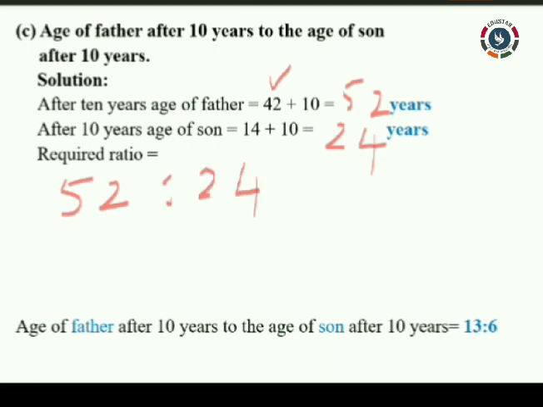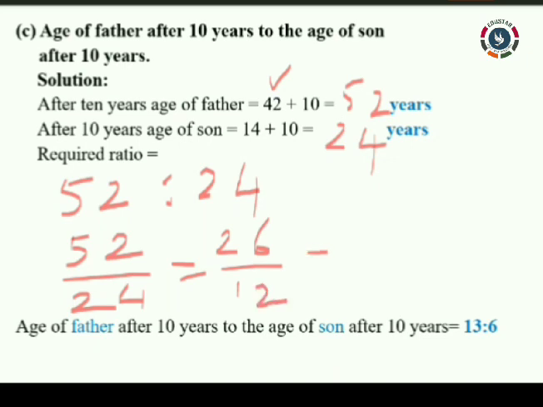Now how will you write a fraction for this? 52 divided by 24. Both are divisible by 2. So you will get the answer as 26 divided by 12. Again both are divisible by 2. You will get the answer as 13 divided by 6. How will you write the ratio? 13 is to 6. So the ratio of father and son after 10 years is 13 is to 6.